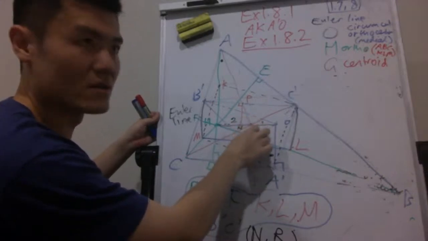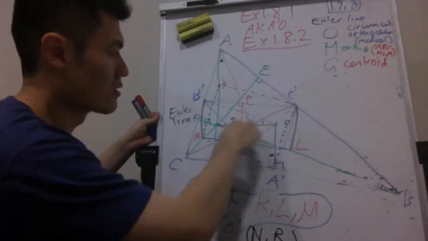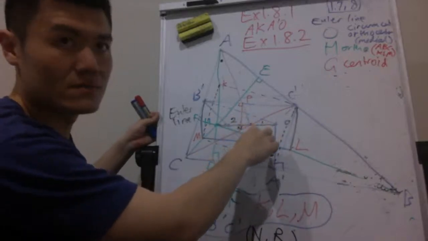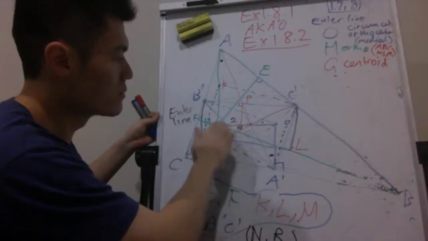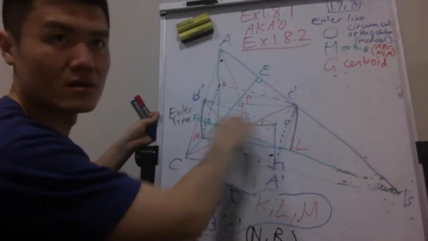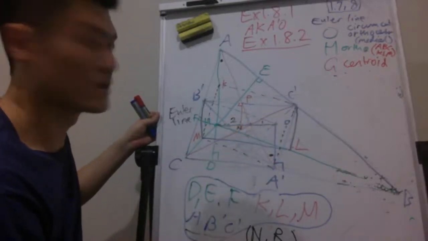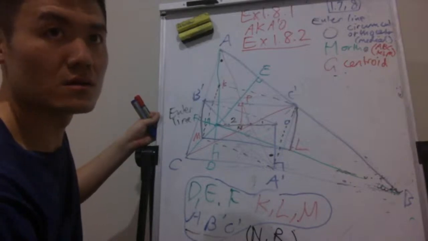The vertically opposite angle is equal. So that makes that a straight line already. What about N? We don't mind N yet. N's the midpoint of HO, so it's also going to lie on that line, right? But how is it the midpoint?